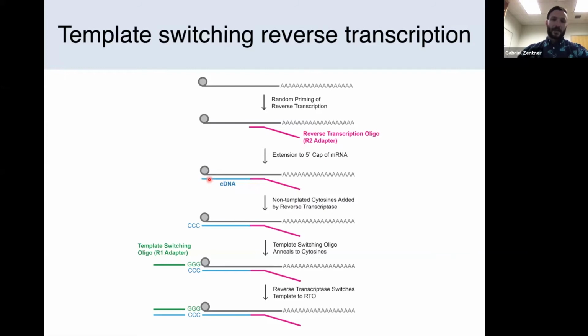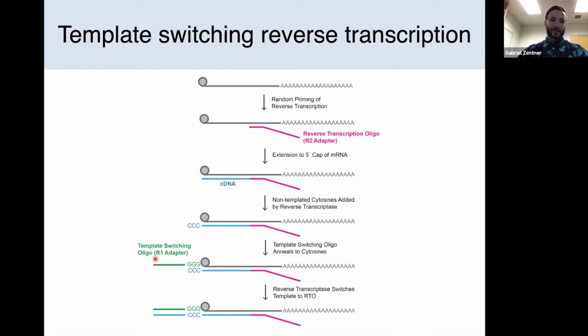Now, when MMLV-derived reverse transcriptases reach the 5' end of their template, and especially the capped 5' end of the template, they have a terminal transferase activity leading to the addition of non-templated cytosines to the first-strand cDNA. This allows a template switching oligo with a 3 ribo-G overhang to anneal to the first-strand cDNA.